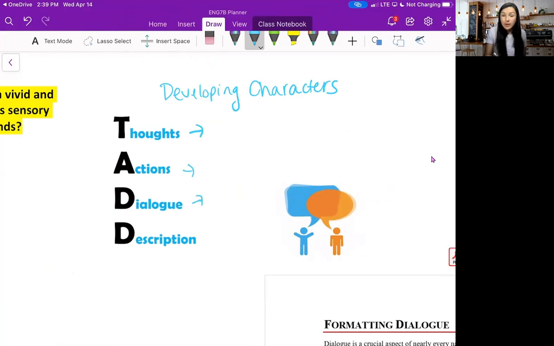You also really want to make sure you include dialogue, okay? The dialogue is something that one character says to another character. They're in quotation marks, okay? And you want to have description of your character.